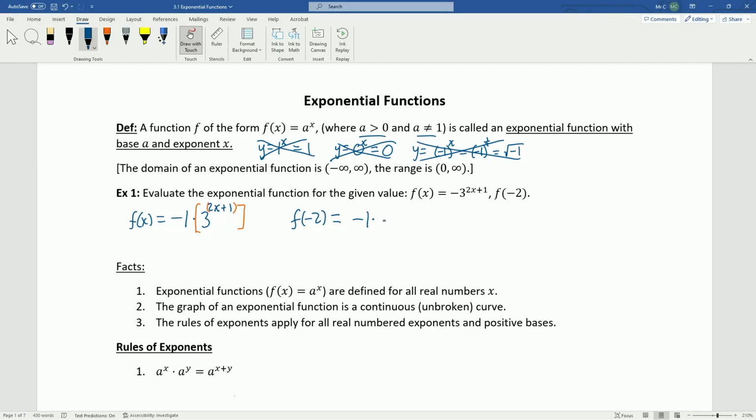Okay, so with that being said, let's evaluate f of -2. We get -1 times 3 to the 2 times -2 plus 1. That's -1 times 3 to the -4 plus 1. That's -1 times 3 to the -3rd power. And that's -1 over 3 cubed, right? So when we have a negative exponent, that's the same thing as the reciprocal. Again, we're going to go back over those algebraic exponential rules just to make sure we understand them really well here. But for now, let's just recall that a negative exponent is a reciprocal. So this is really negative 1 over 3 cubed, which is 27.